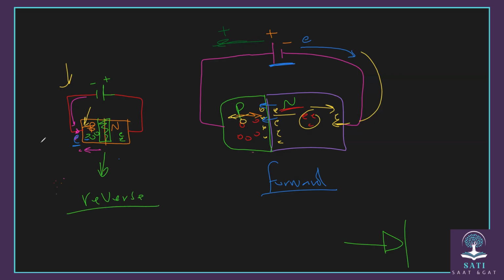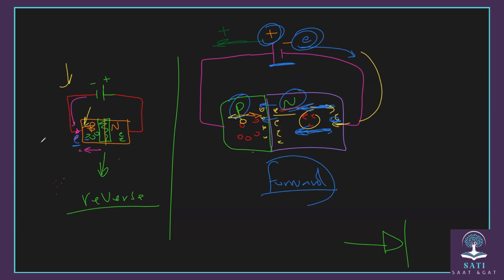Again, on the right side, this connection we call forward. As you see, the positive is connected to the P-type, and the negative is connected to the negative side. In this case, electrons coming here move away because here there is repulsion. So they'll move away to the right.